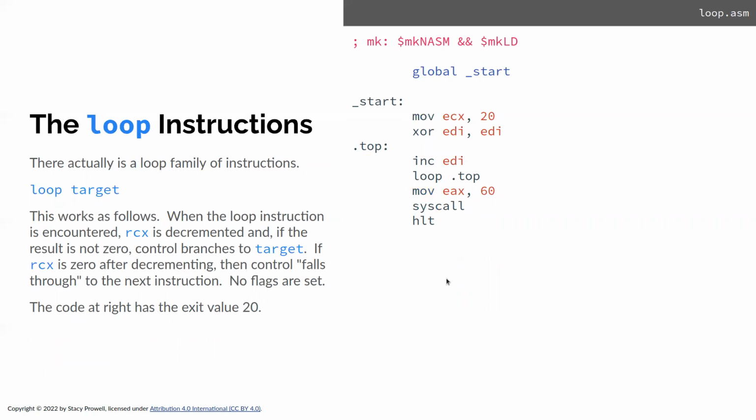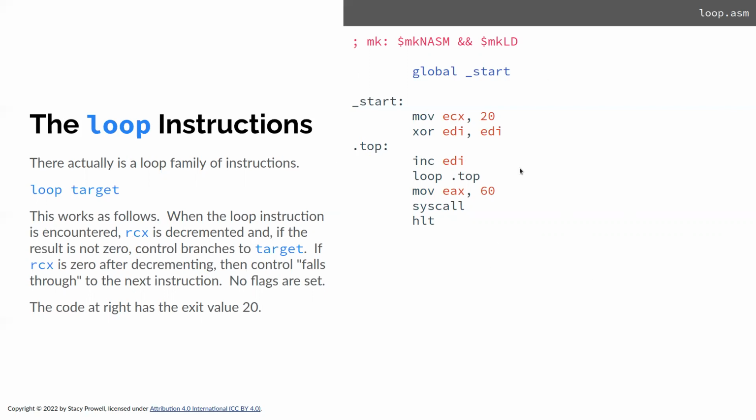There are loop instructions. They're pretty simple. I just say loop and a target, and here's how they work. Whenever I encounter a loop instruction, RCX, and it's always this register, it's always the count register, is decremented. And if the result of that decrementing is not 0, then it branches back to the target. If it is 0 after decrementing, then control will fall through to the next instruction, and no flags ever get set by it.